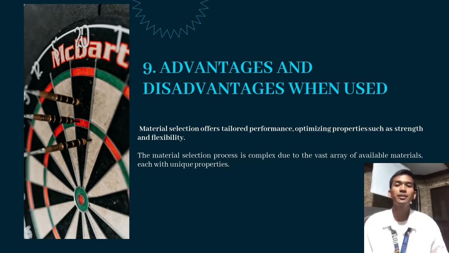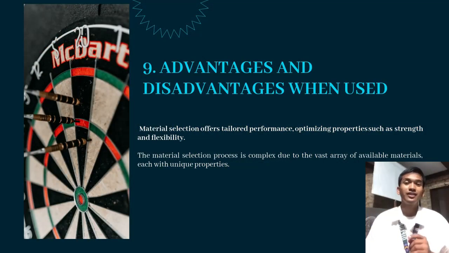Third, sustainability. Considering environmental factors in material selection, such as using recycled or eco-friendly materials, contributes to sustainability goals and aligns with increasing societal awareness of environmental impact. But there are disadvantages of material selection and consideration. First, complexity. The vast array of available materials and their complex properties can make the selection process challenging, potentially leading to errors in choosing the most suitable materials for a given application.